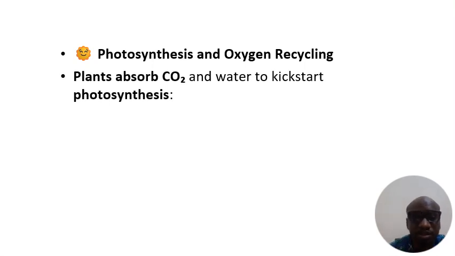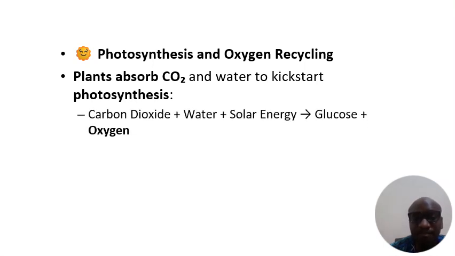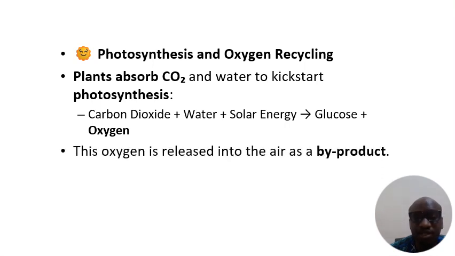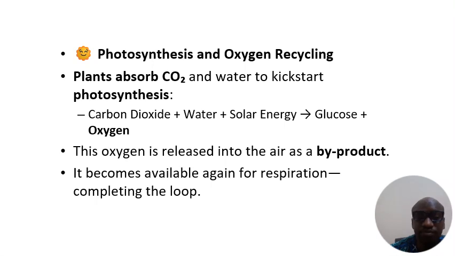In photosynthesis and oxygen recycling, the plants absorb carbon dioxide, which is given off by humans when they breathe, and they start the photosynthesis. The carbon dioxide plus water plus sunlight usually result in the release of oxygen, which is a byproduct, and the humans also use the oxygen for their own respiration. And this respiration again becomes like a cycle, which is from humans to plants, and it continues.